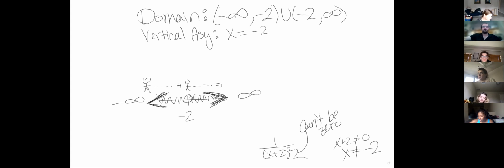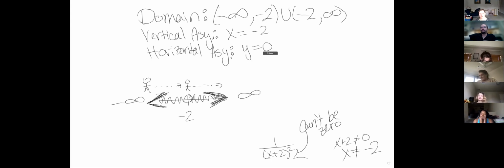And then, of course, if we have a vertical asymptote, we must have a horizontal asymptote, right? Got to do both. Can't leave out the horizontal one. What would the horizontal asymptote be in this problem? Y equals 0. You have to have the y equals. Otherwise, it is not correct.